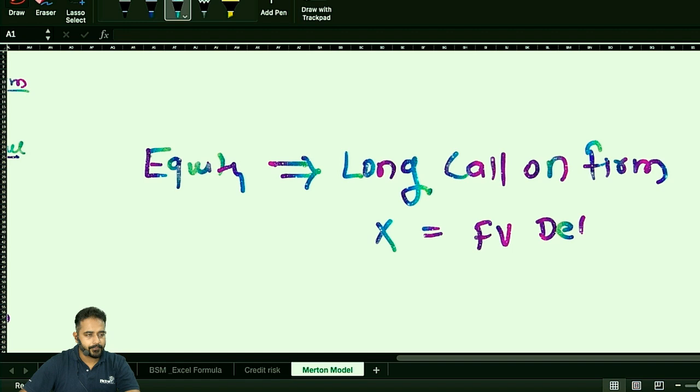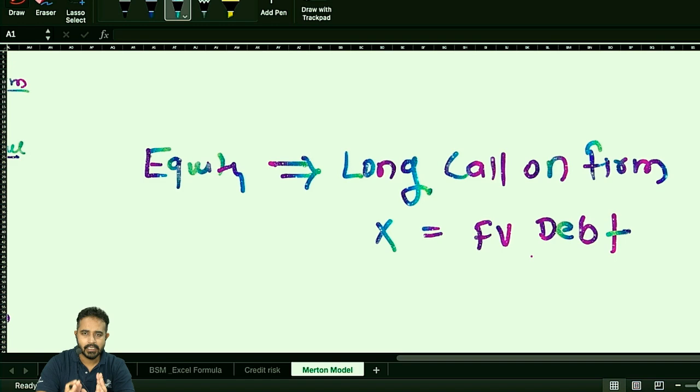That's the key learning out of the Black and Scholes. And therefore, if equity is a long call, then why can I not apply the BSM model for valuation of equity, right? I can. And then the same BSM model applied for valuation of equity now becomes the Merton model. So it's exactly the same formula. If you open the GARP curriculum, the formula will look different and I'll show you why, but it's the same formula. You apply the same formula and you would always get the correct answer for equity valuation under the Merton model.